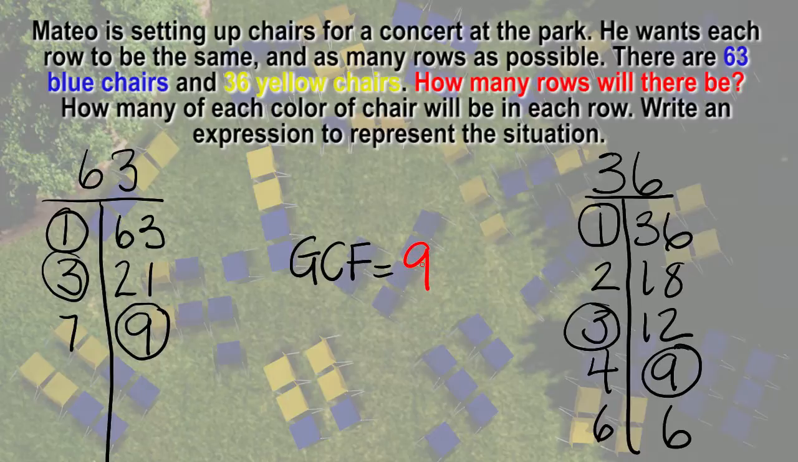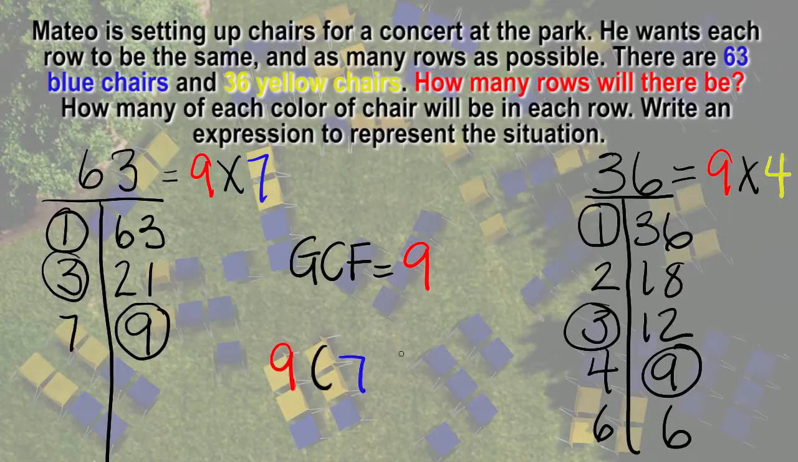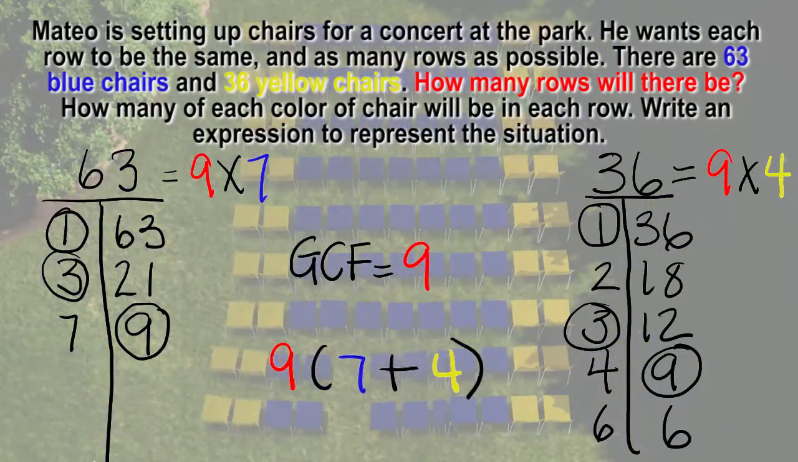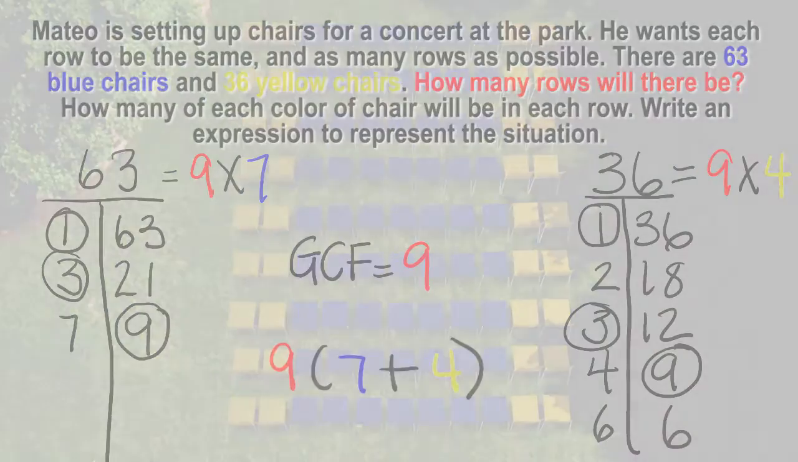If we decompose 63 and 36 with the common factor of 9, then 63 equals 9 times 7, and 36 equals 9 times 4, and can be written as 9 times (7 plus 4). To answer our problem, there will be 9 rows of chairs with 7 blue chairs and 4 yellow chairs in each row. Let's try one more.